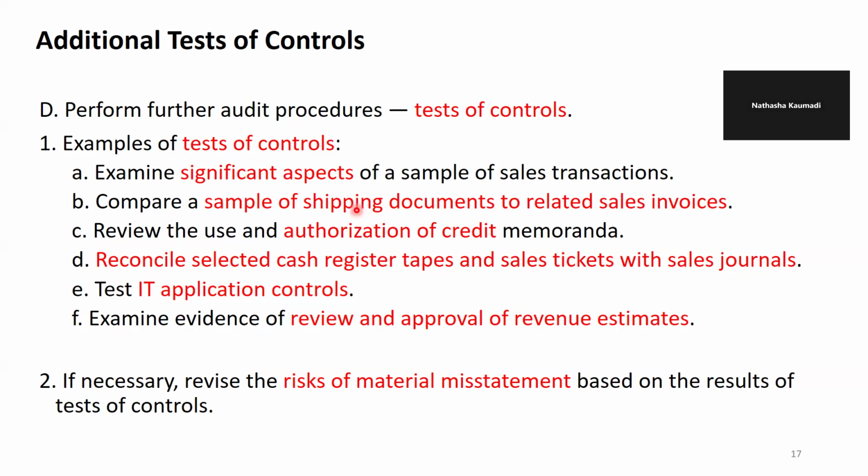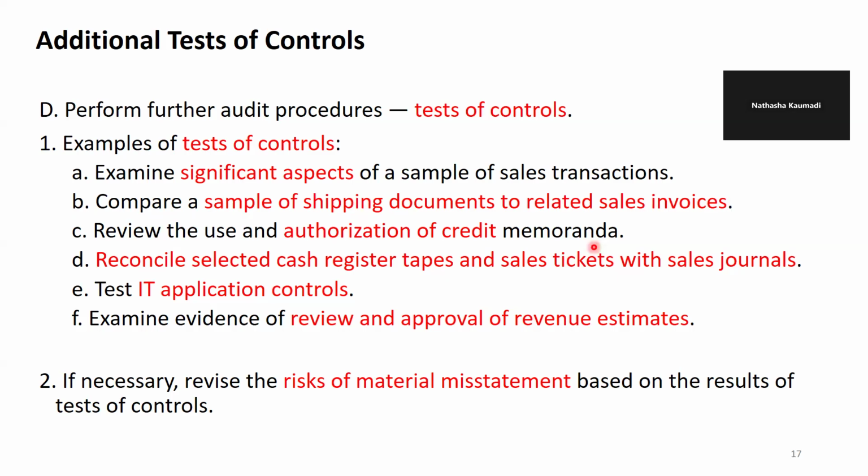You compare these sample documents and you check whether they have actually checked it. Review the use and authorization of credit memoranda. Now, in an organization, when you have credit sales, they have limits. They have individual limits for individual customers sometimes. If they have long-term customers with good relationships, the credit limit would be higher compared to new customers.